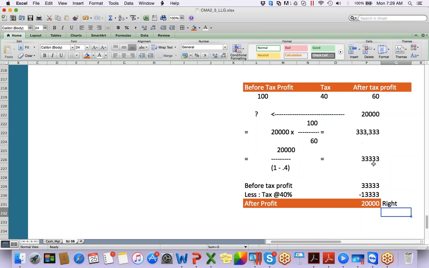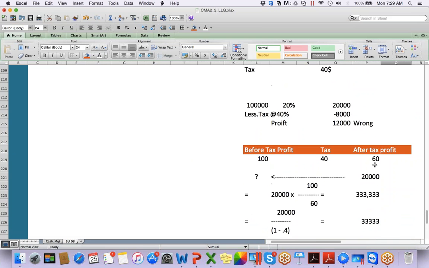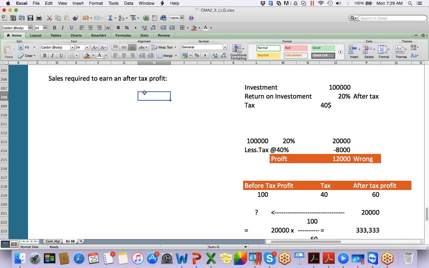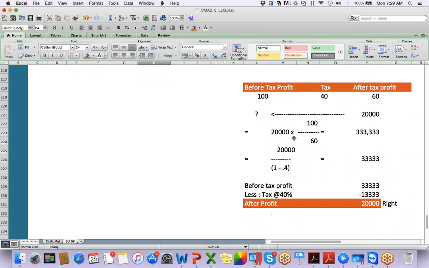So please take care of this one, which is very, very important, whether it's asking after tax or before tax. This is wrong. Why? Because you calculated using before tax profit. It should be like this. Simply you remember this formula, please. Profit divided by 1 minus T. T stands for tax rate.